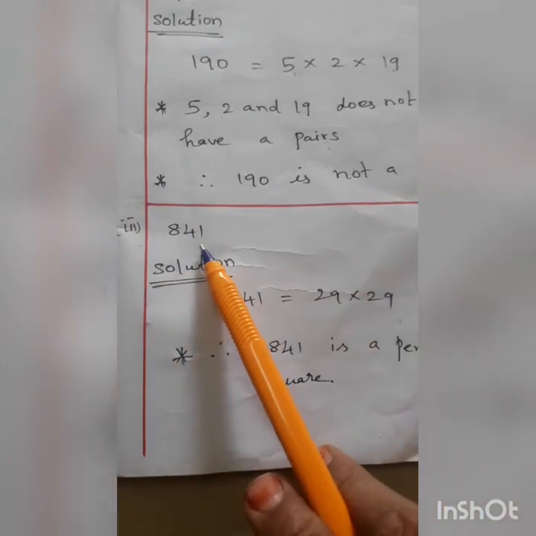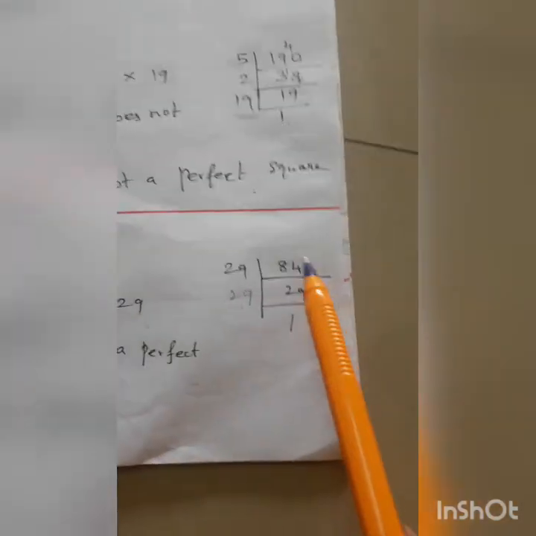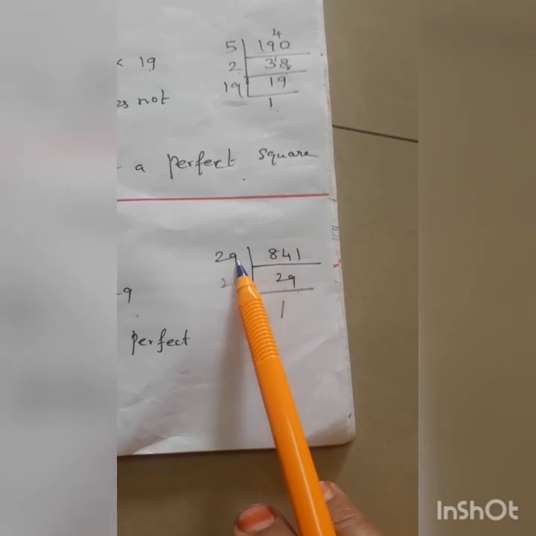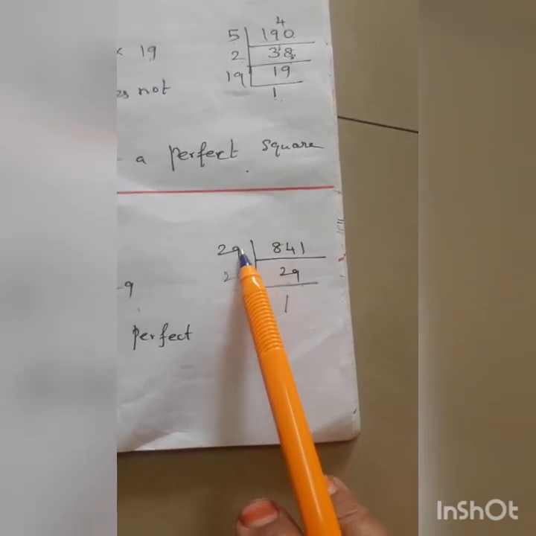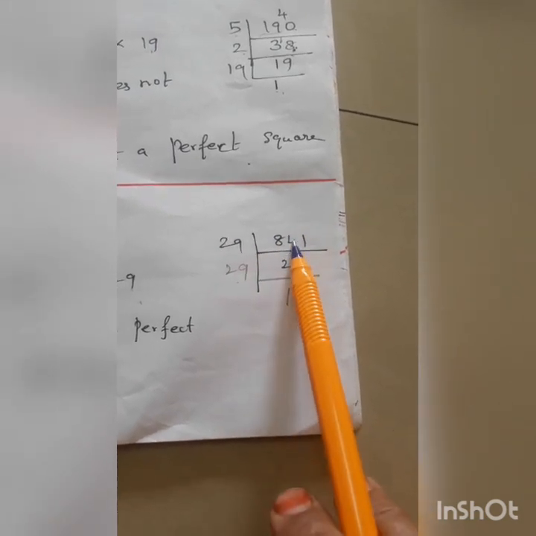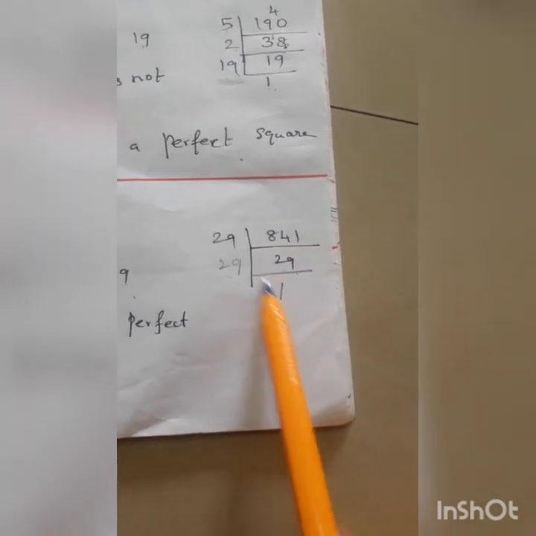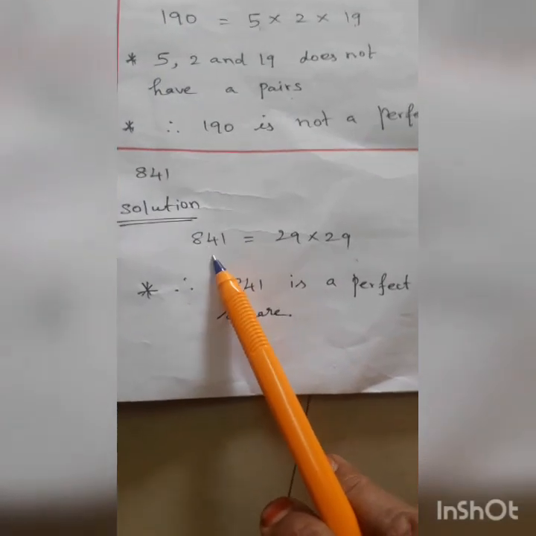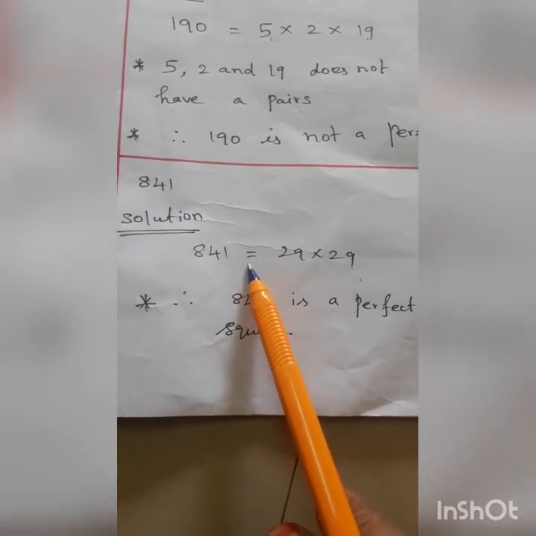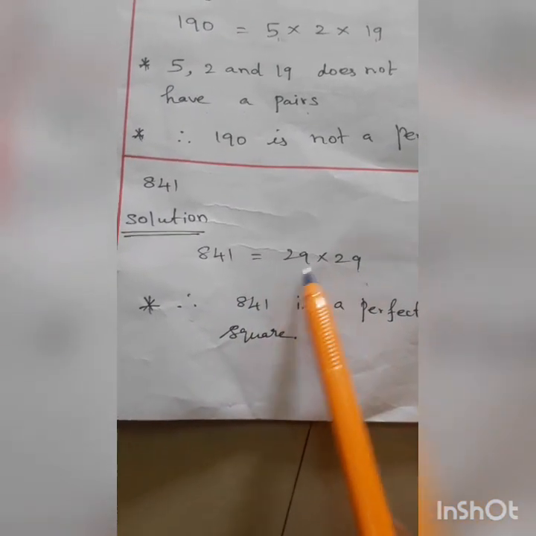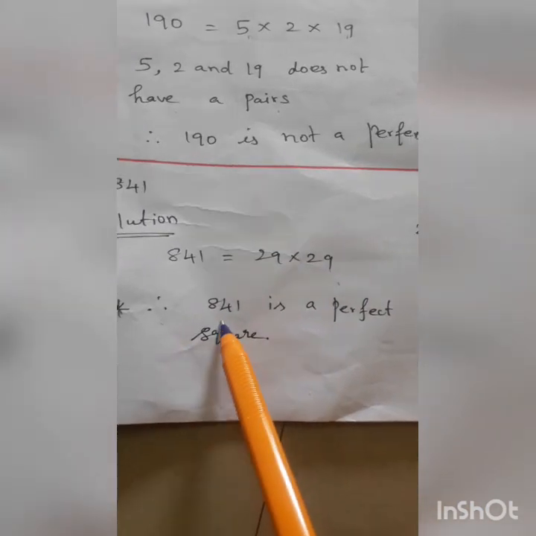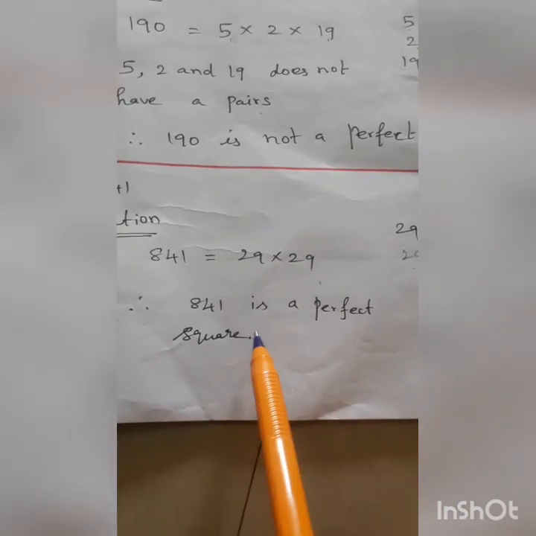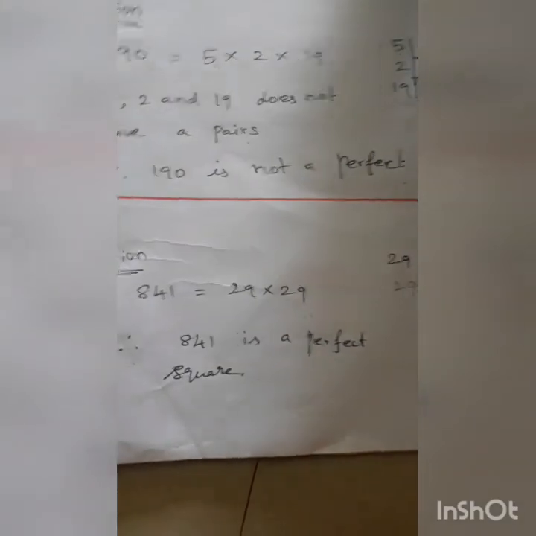Third question, 841. So divide the number, which table is possible? The 29th table only. 29 into 29 equals 841. 29 is possible in the same 29th table. 1 29 is 29. 841 is equal to 29 into 29. So 2 pairs. Therefore 841 is a perfect square.